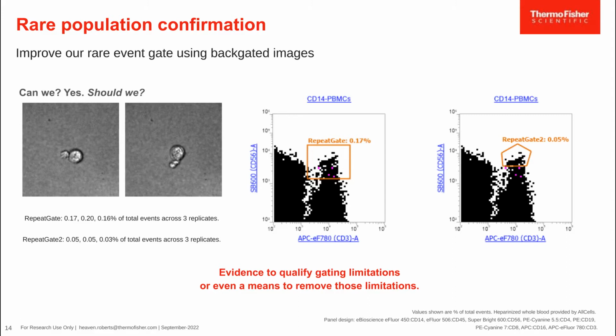I think that the power of this is that it really gives you some evidence. If you're submitting for publication, maybe you're submitting your gates, especially for those rare events, with these images to show here are the images that we identified that are non-target events. They represent a small percentage of our original gate, or even saying we've refined that gate based on these images, and now we have something like this, repeat gate 2, a pure gate.